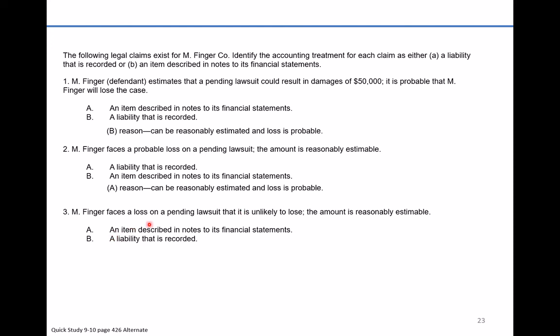Let's take a look at the next one. M. Finger faces a loss on a pending lawsuit that is unlikely to lose. The amount, though, is reasonably estimable. What are we going to do, A or B? In this case, it's going to be A, reasonably estimable, but not a probable loss. So just a quick look at how to handle some of the contingent liabilities, specifically dealing with legal claims.